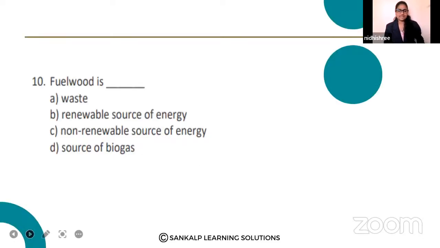Tenth question goes like this. Fuel wood is option A, waste. Option B, renewable sources of energy. Option C, non-renewable sources of energy. Option D, source of biogas. What is fuel wood?